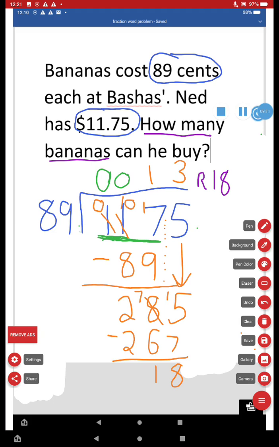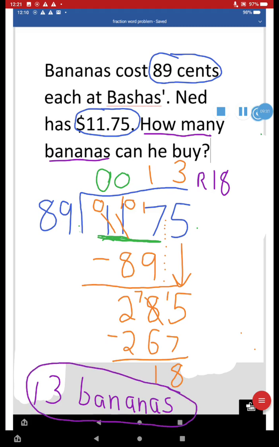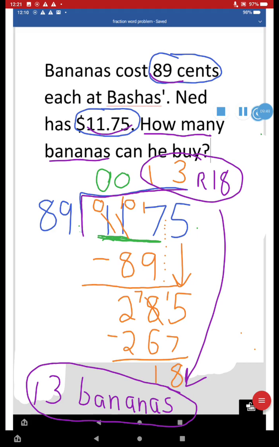So, how many bananas can Ned buy? He can buy 13 bananas. Let's write that down here. 13 what? 13 bananas. And that is my answer. So remember the steps. Identify the numbers. Divide. Find your answer. And then interpret it. And write your label. 13 bananas. Put that into practice today on 5.4 homework.